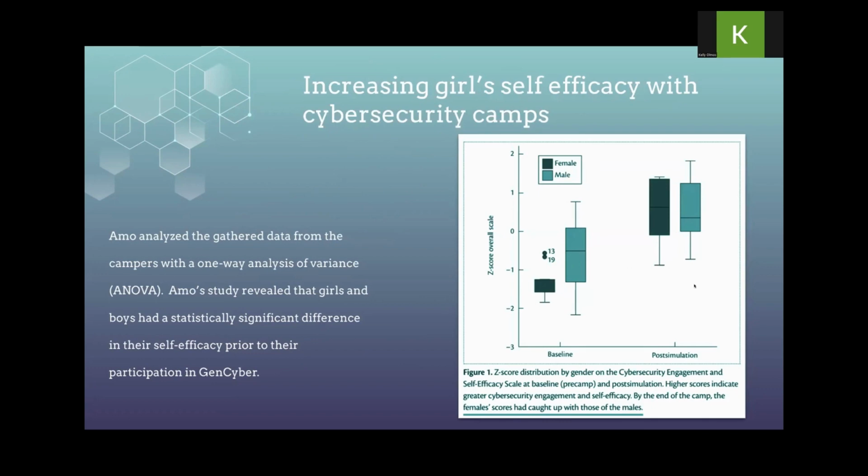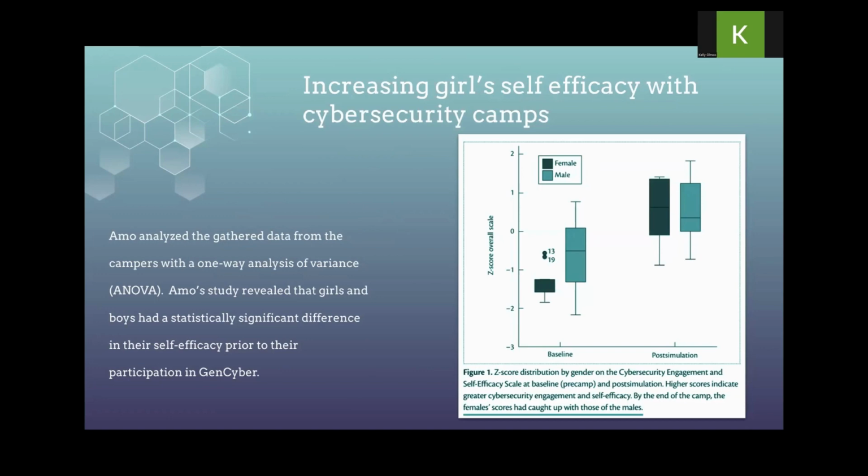But by the end of the camp, you see that the statistically significant difference in their self-efficacy prior to the participation in GenCyber is reduced to a point where the girls catch up to the same self-efficacy levels of the boys after camp.